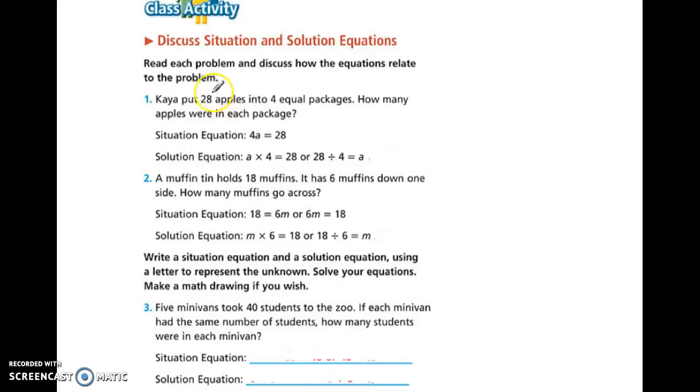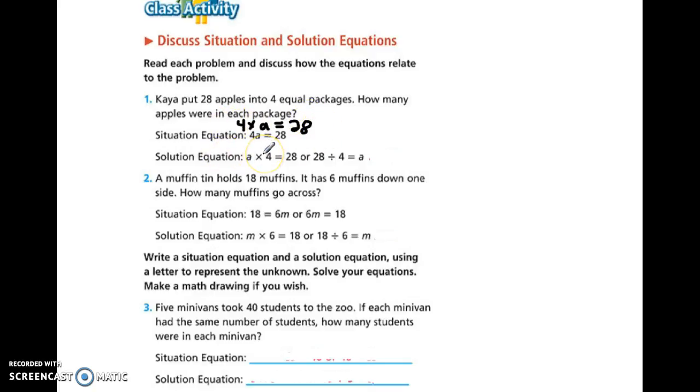We know that she had a total of 28 apples. So on one side of the equal sign, I'm going to have 28. We know that she put them in 4 packages, but we don't know how many apples were in each package. And remember, when we see 4a like this, it really means 4 times a. It's just an abbreviated way of writing it. You'll see it a lot in our book this year, written as like 4a. It just means 4 times a, or the number times the variable or the unknown. In this case, it's the number of apples. Okay, so there's our situation equation.